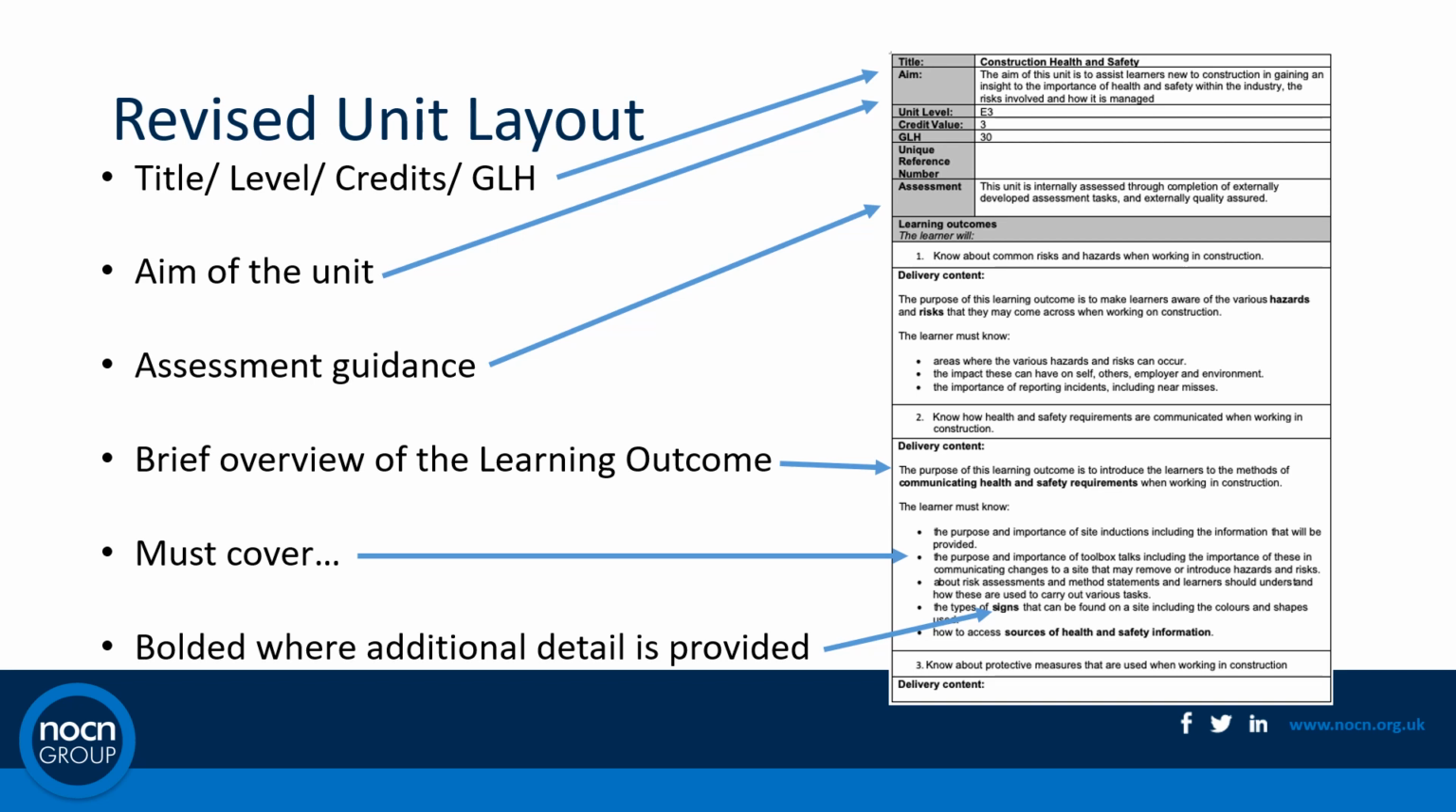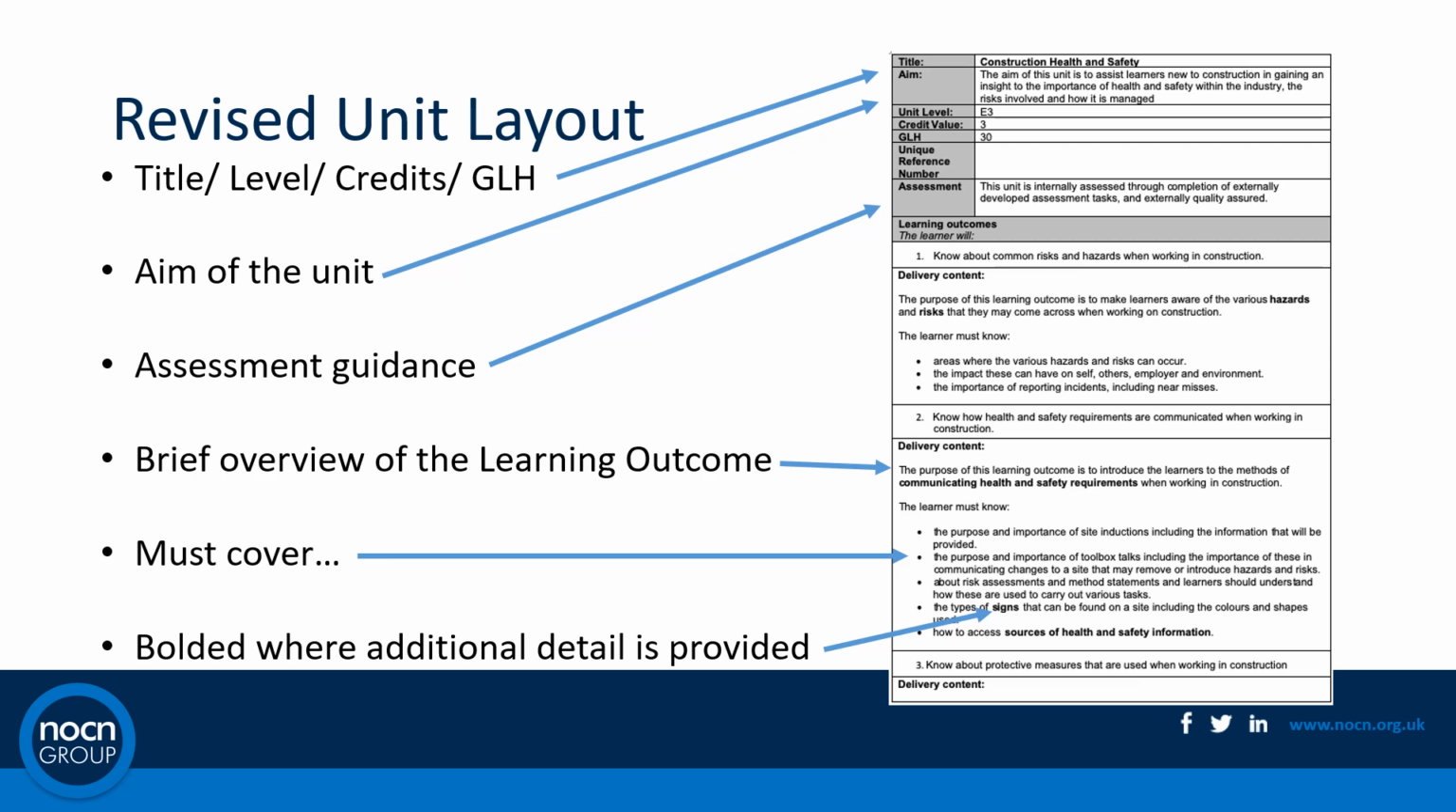Within the learning outcomes, we'll give you the delivery content. So that tells you what we're expecting to be delivered. And we do break that down a bit further. So you'll note that some of those terms are bolded. Where they're bolded, we're going to give you this further detail at the end of the unit. We have a scope of training assessment that will give you more detail on what you must cover and options on what you could also cover.